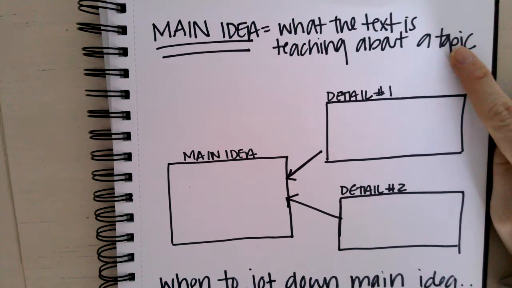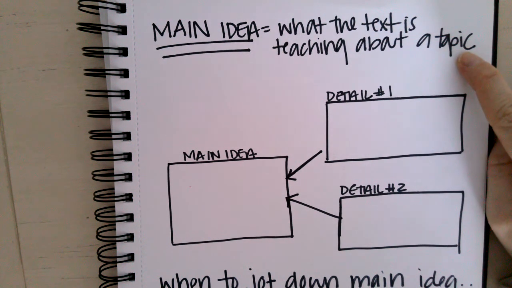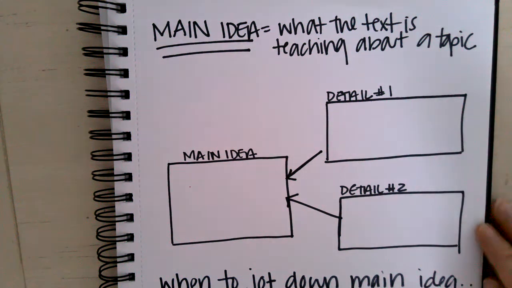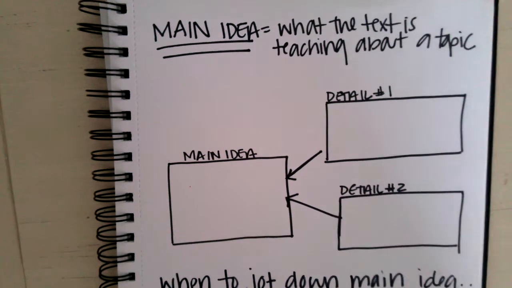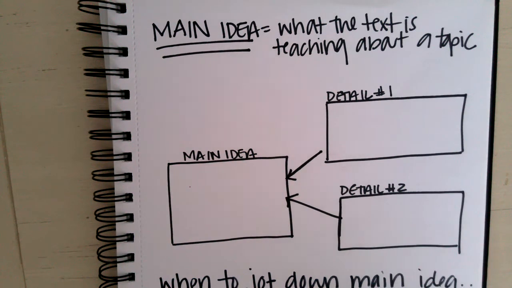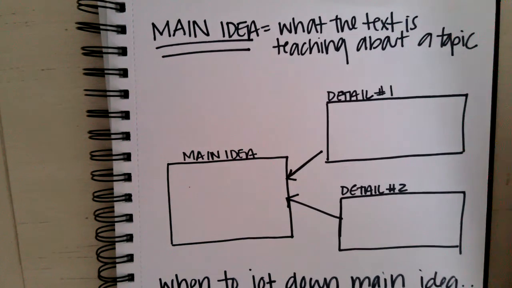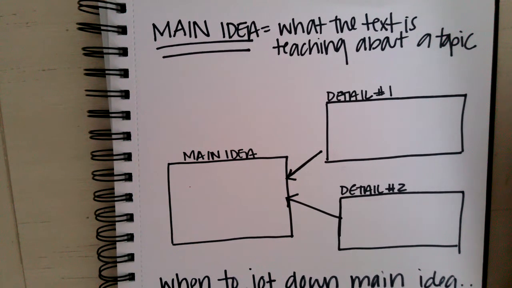Okay, so we know main idea is what the text is teaching about a topic. So it helps to think about what topic is being discussed in this book. So I'm going to choose to create a main idea based on the two sections that we read together in this book so far. So the chapter was about fungus. The first section was about flies. The second was about ants.